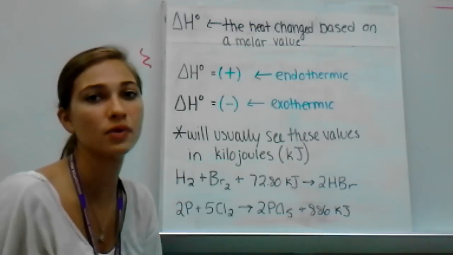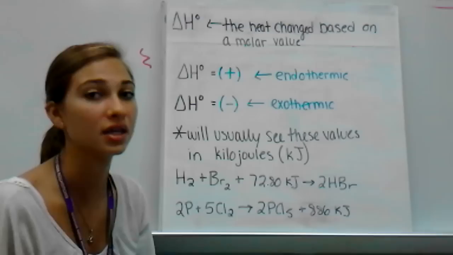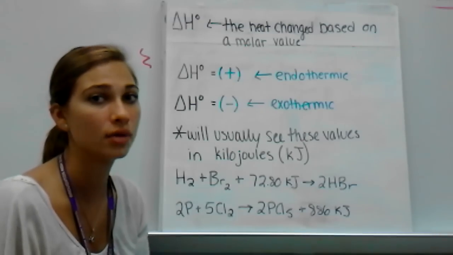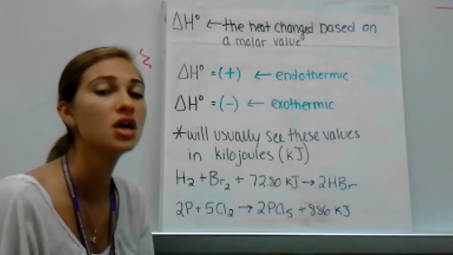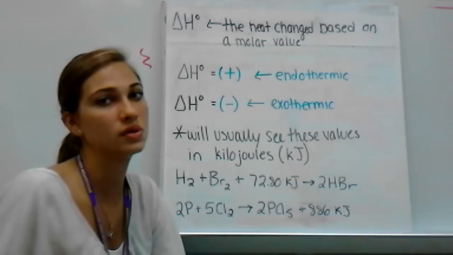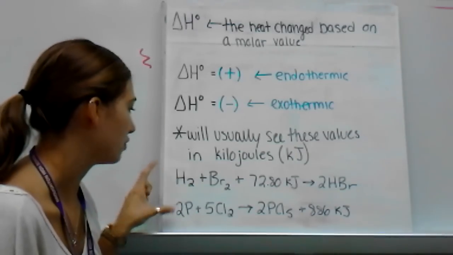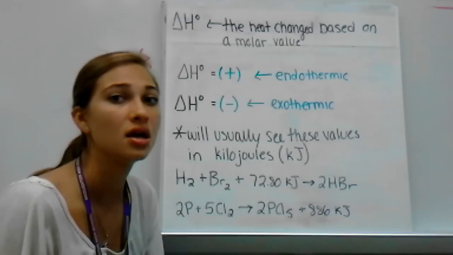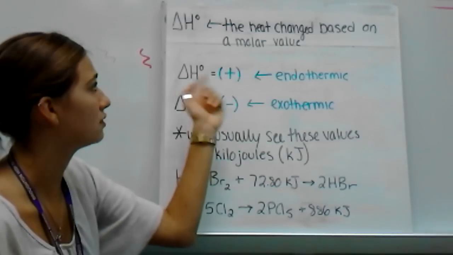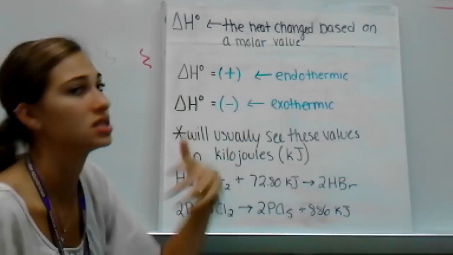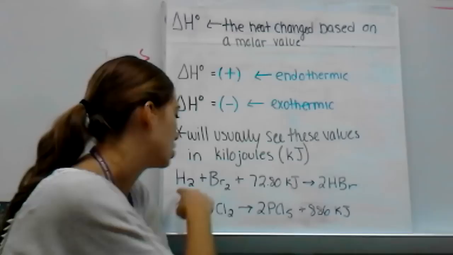When we're using this, we're usually going to see our delta H value in units of kilojoules instead of just joules, because when we're talking about heat, usually we have very large quantities of heat. If we put it in kilojoules, we don't have to write as many zeros at the end. These two equations right here are two ways that you can see our delta H shown to us. At the end of an equation, it could just say delta H is equal to. But more often than not, it's going to be within your equation.